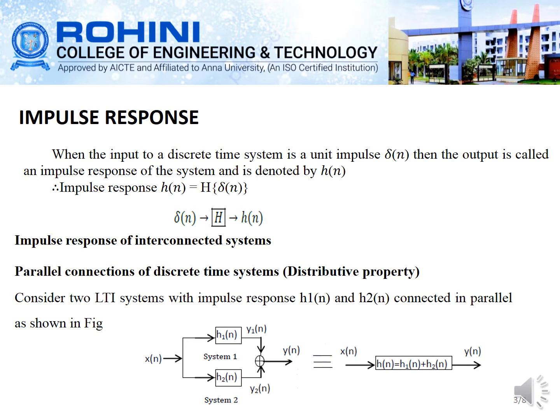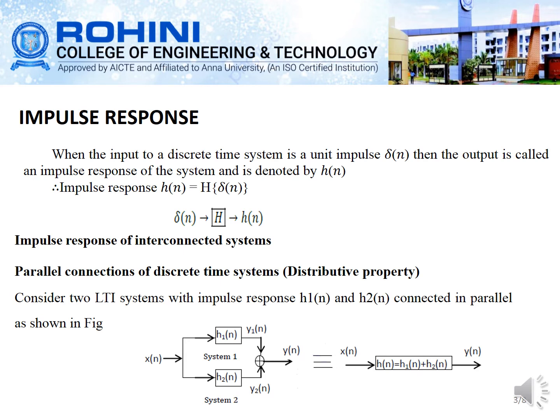Now we can see what is meant by impulse response. When the input to a discrete time system is a unit impulse δ[n], then the output is called the unit impulse response of the system and is denoted by h[n]. The impulse response h[n] equals H of δ[n]. If δ[n] is given to a system, we get the output h[n].